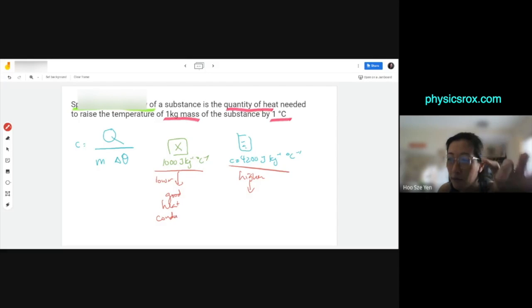So this is the relationship. Good heat conductors have low specific heat capacity. The lower the number, the faster the heat increases. That's why they are good heat conductors. Higher numbers will be poor heat conductors. Okay, does this make sense?